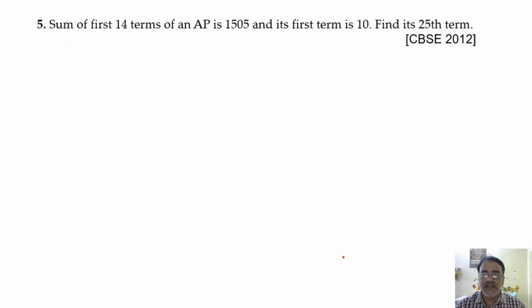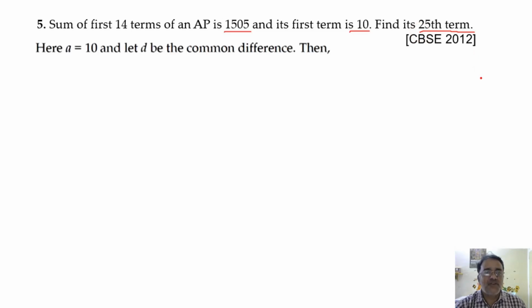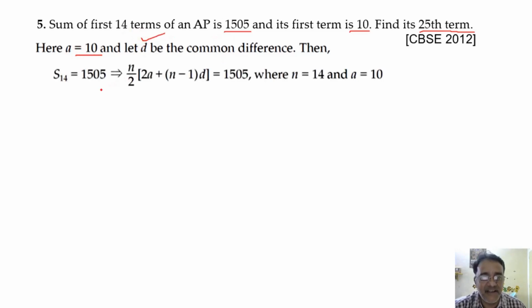Now we'll move towards one very good question. Sum of first 14 terms of an AP is 1505 and its first term is given as 10. Find its 25th term. This is a CBSE 2012 question. So a is given as 10 and let d be the common difference. So S14 is given. First we will write S14 is equal to 1505, that is n by 2 (2a plus (n minus 1) d) is equal to 1505.